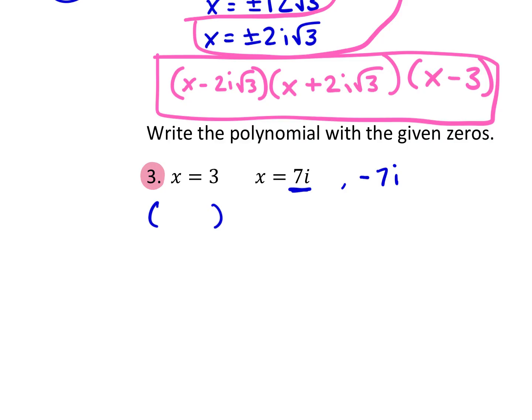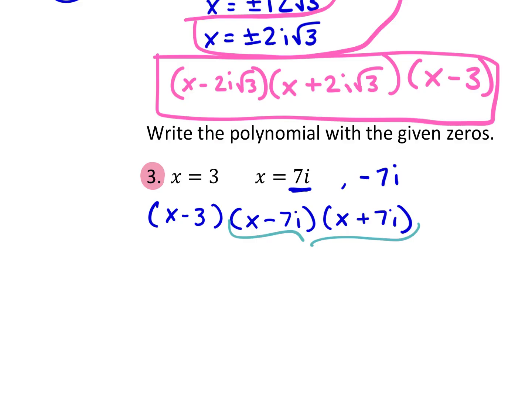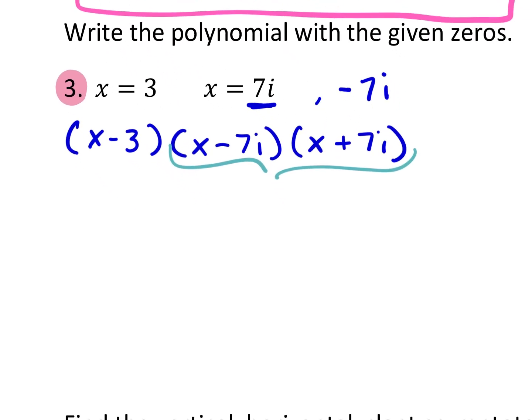How would I write this in factored form? X minus 3? What would come next? X minus 7i and x plus 7i. Now, when we multiply these together, we always want to start with the conjugate pair. So always start with the i's. If you multiply it correctly, the i's are going to go away. You're not going to have i's in your answer.